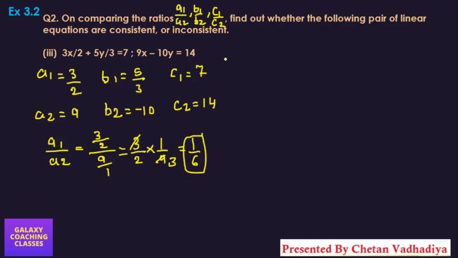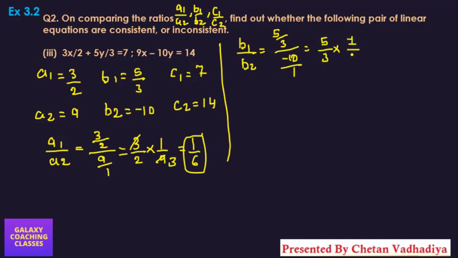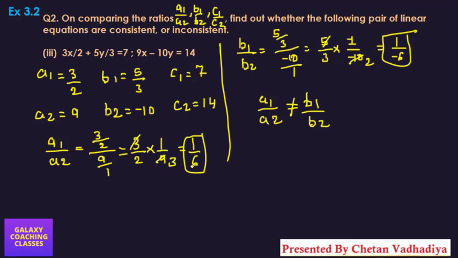Please keep this in mind. Now let us solve b1 by b2. That will be 5 by 3 upon minus 10 by 1. So you will get 5 by 3 into 1 by minus 10. So 1s are 2s, and here you will get 1 by minus 6, guys. So directly there is no need of going for the third one also, because here a1 upon a2 is not equal to b1 upon b2, because one is positive 1 by 6, one is negative 1 by 6. So these two are not equal. So here you will get intersecting lines.